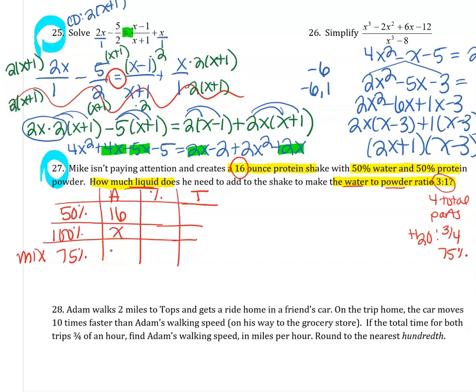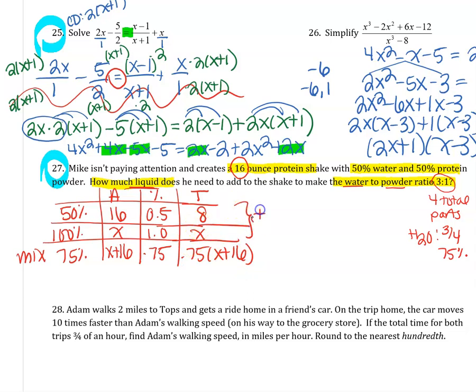Which means if you have 50% water and you're adding 100% more, it would be x plus 16 for the total for the 75% mixture. Fill in the decimals and multiply across. So 0.5 times 16 is 8, 1 times x is x, and this is 0.75 times x plus 16.